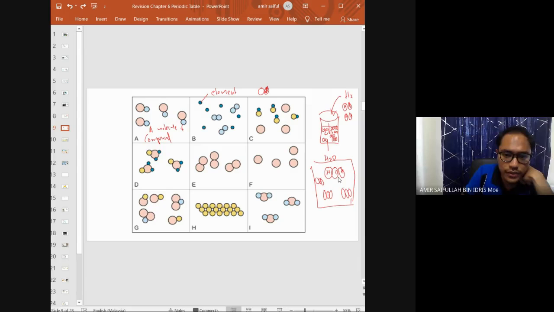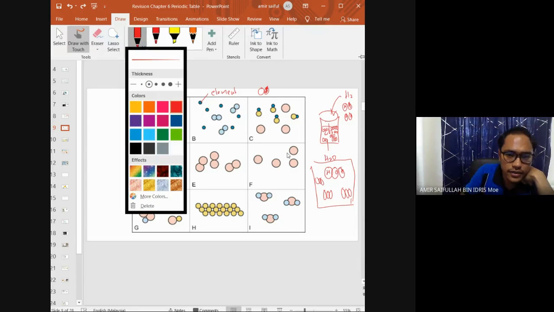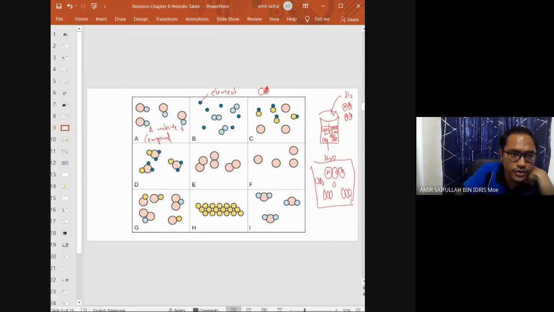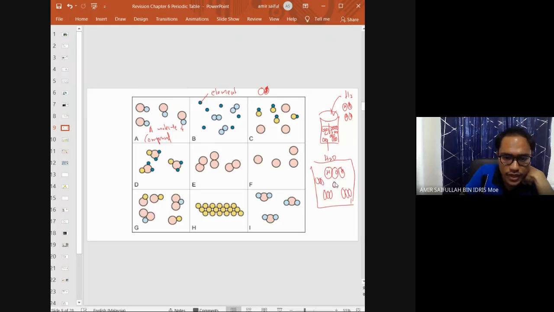Okay, so the red ones are all water molecules, H2O. It's a compound. And then I add in hydrogen molecules, the blue ink. Okay, hydrogen molecule, hydrogen molecule, hydrogen molecule.